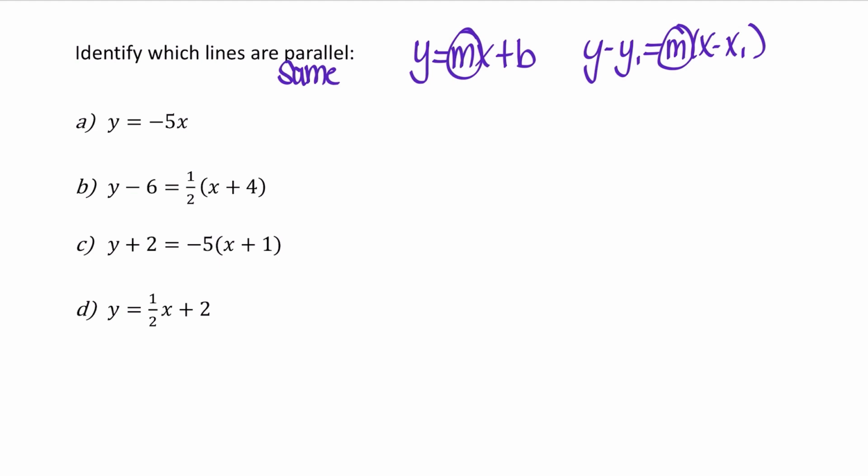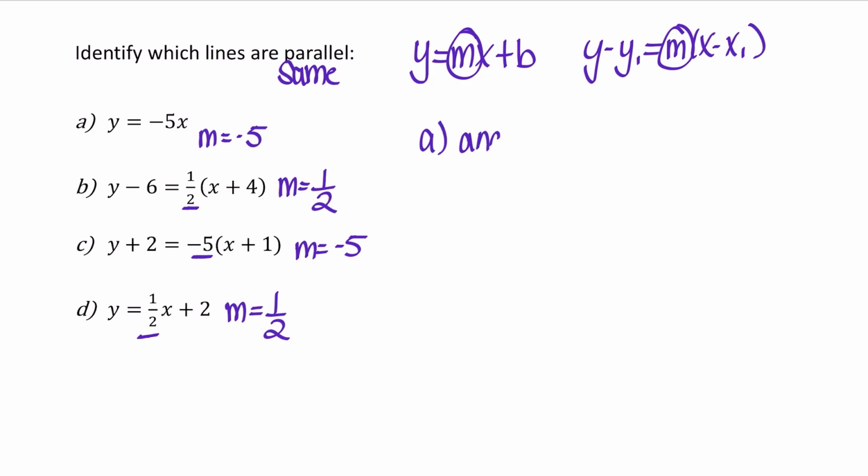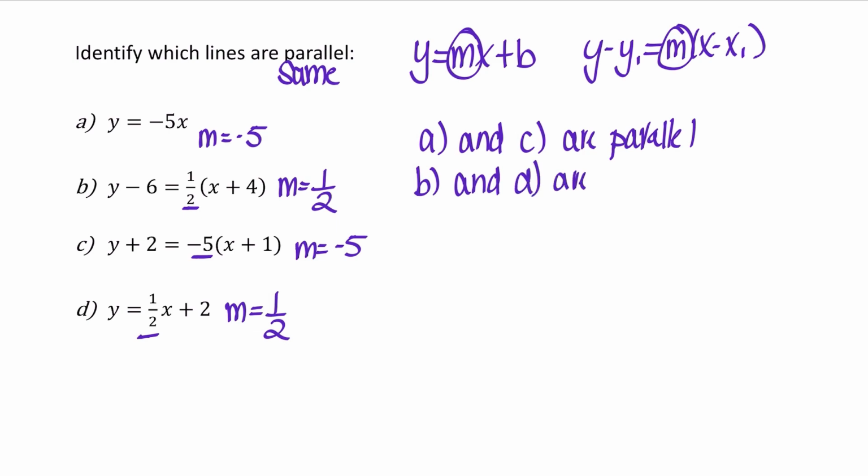In the first equation, notice that the value of m is -5. In the second equation, the value of m is 1/2. In the third equation, the value of m is -5. And in the fourth equation, the value of m is 1/2. So from this, I can say that A and C are parallel, and also B and D are parallel lines. If you would like to do so, you can actually graph these lines and see that they are in fact parallel.